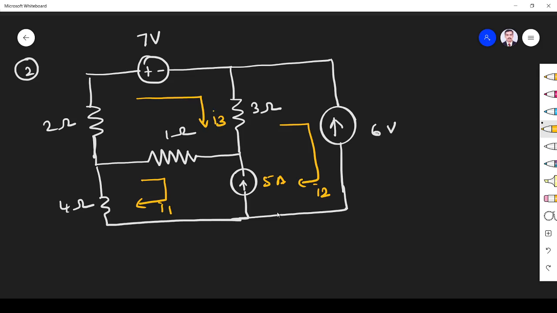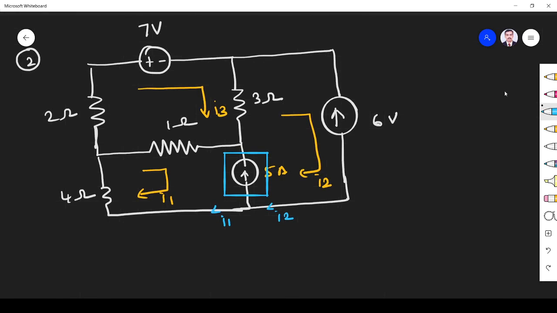Because this is a branch common to both meshes, I can consider this the supermesh branch. Here the current entering is I2, and the current leaving is I1. That is very important. Now we write KVL for the supermesh. This current source is common to mesh 1 and mesh 2, so mesh 1 and 2 form the supermesh.